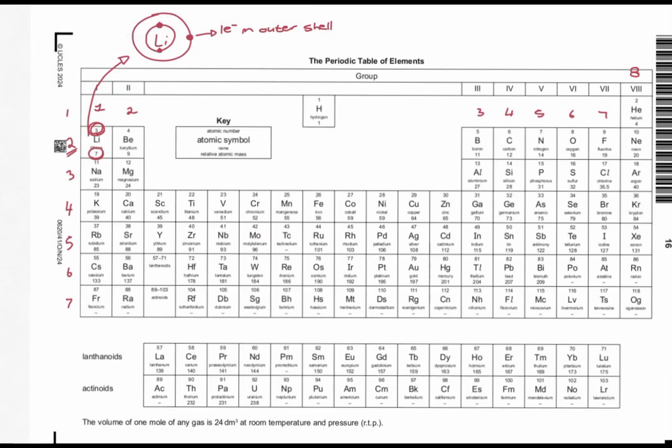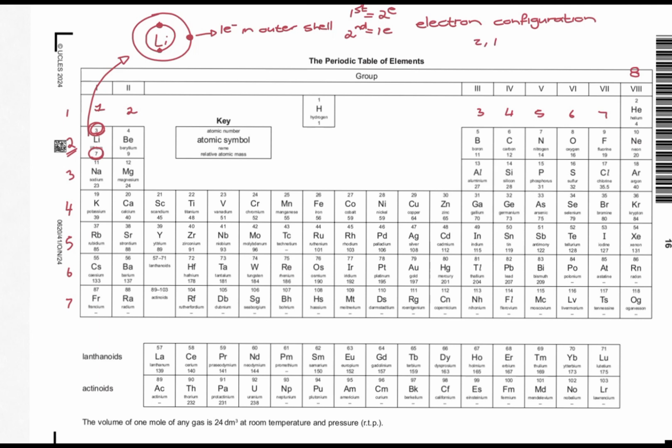Okay, let's get back to our periodic table. So now we understand the atoms and how to work out my protons, my neutrons, and my electrons. So now we need to be able to work out my electron configuration. Now if I look at my lithium atom again, I know my first shell has 2 electrons and my second shell has 1 electron, which means that my electron configuration would be 2, 1.